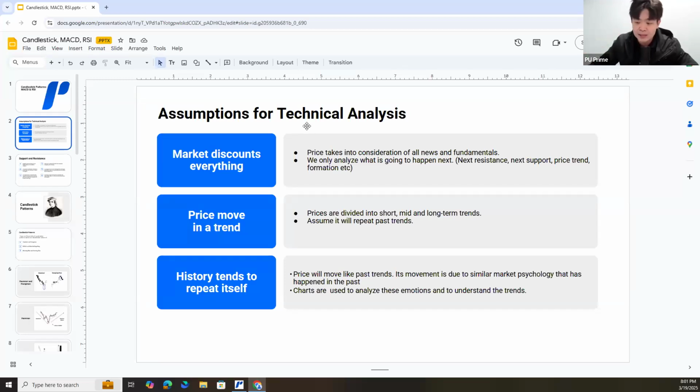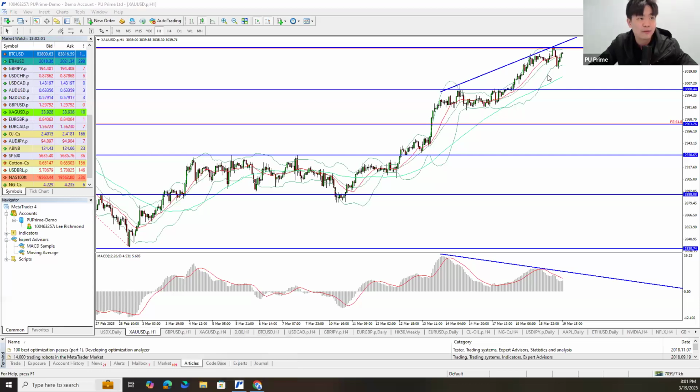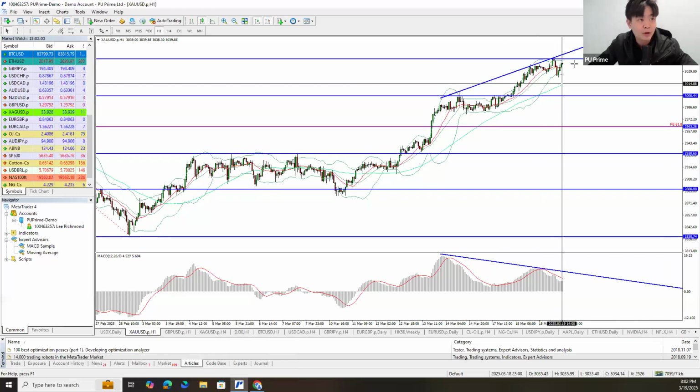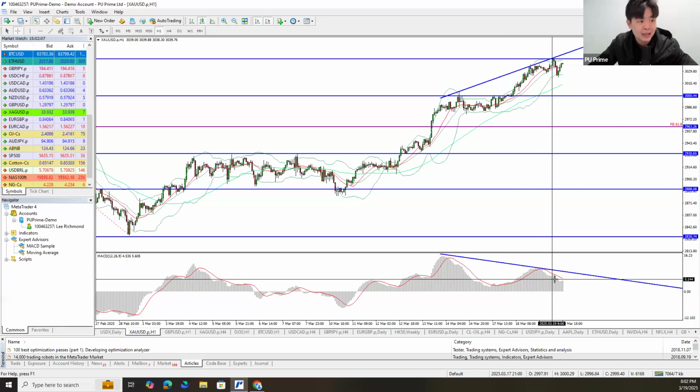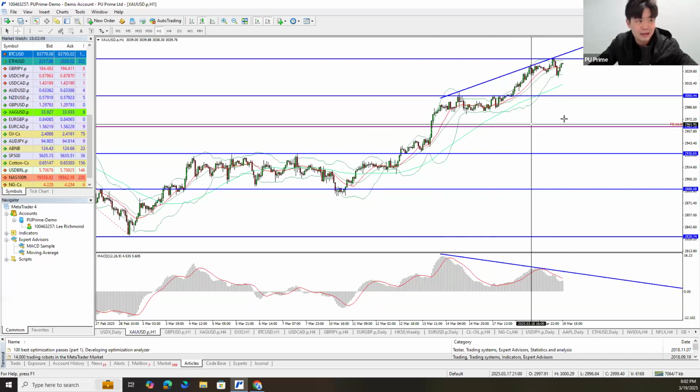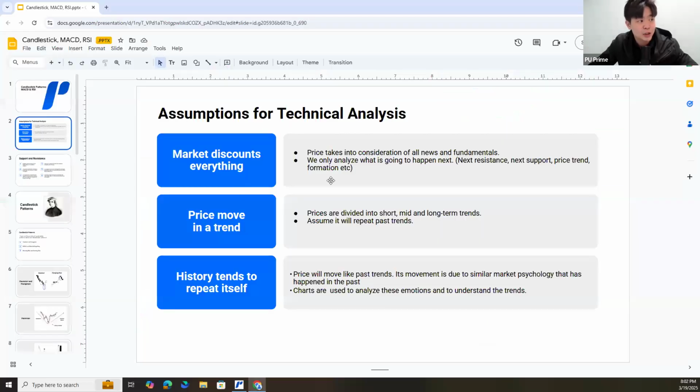So we need to understand what is the technical analysis first. Technical analysis, to explain in layman's terms, is charting. In these charts, we're able to draw all of the lines, support level and resistance level. Then we will also combine with the MACD, and by utilizing all of these lines, we'll try to find a very good entry point. So technical analysis is basically a chart.